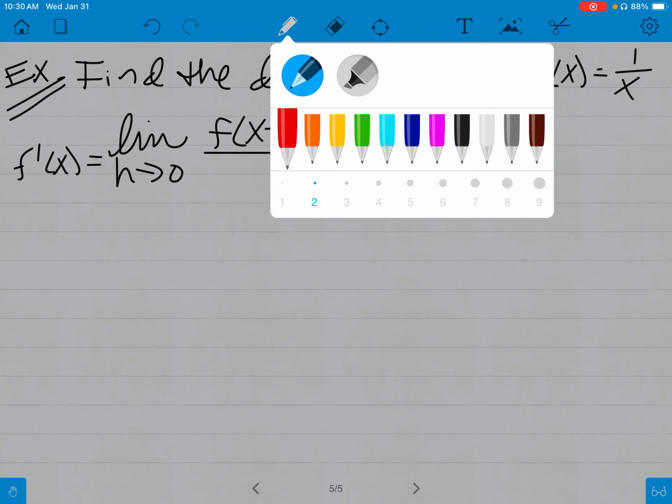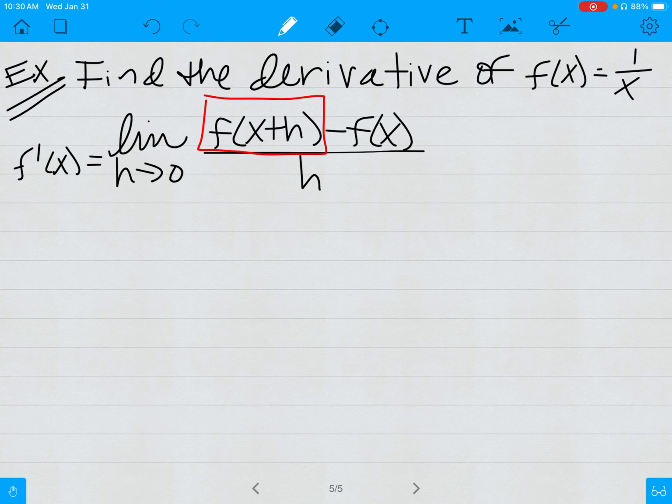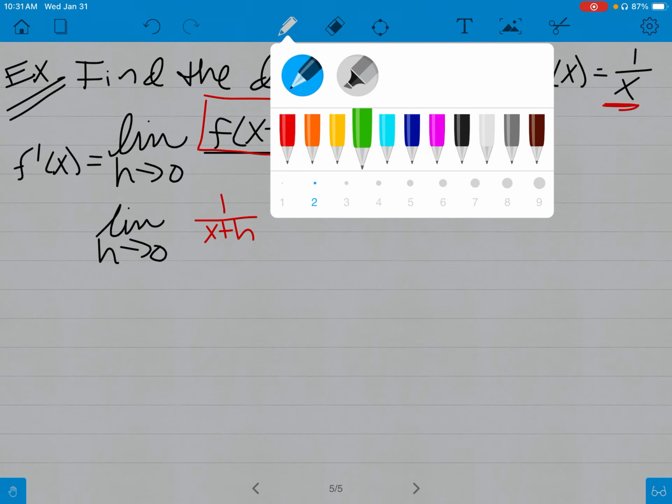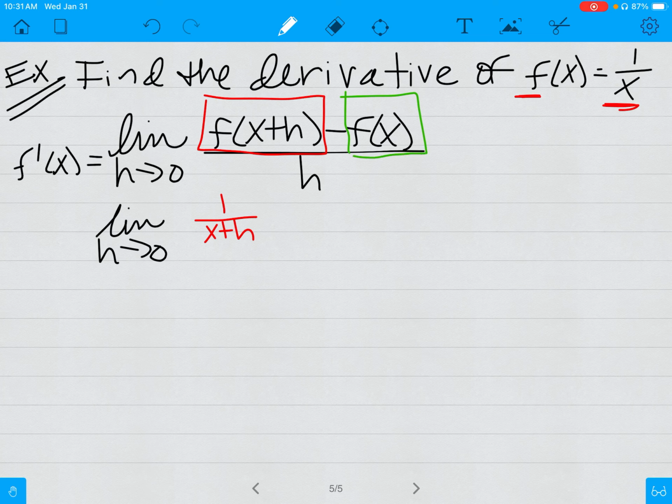So we're going to start by doing our f of x plus h, meaning I go to my f function, and everywhere I see an x, I'm going to replace it with x plus h. So the limit part just carries down for now. And f of x plus h, well, I did have 1 over x, so f of x plus h is going to be 1 over x plus h. Then I have minus f of x, so I'm going to have minus 1 over x.